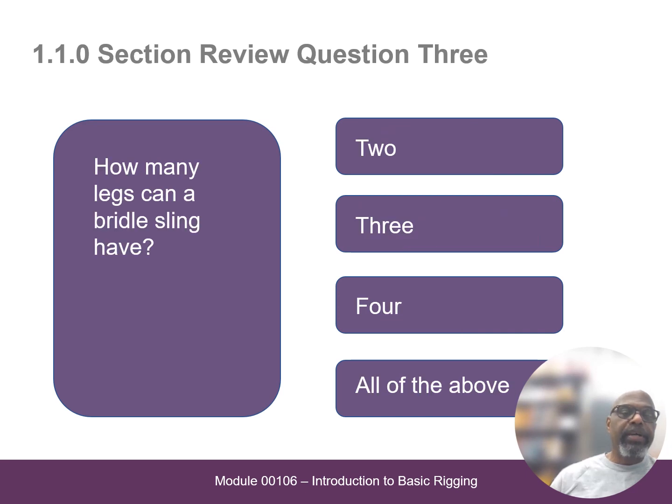How many legs can a bridle sling have? It's all of the above, because you can have two, three, four. Matter of fact, it could be even more if they designed it that way for special loads. But again, there are some basic ones, two, three, and four legs of slings.